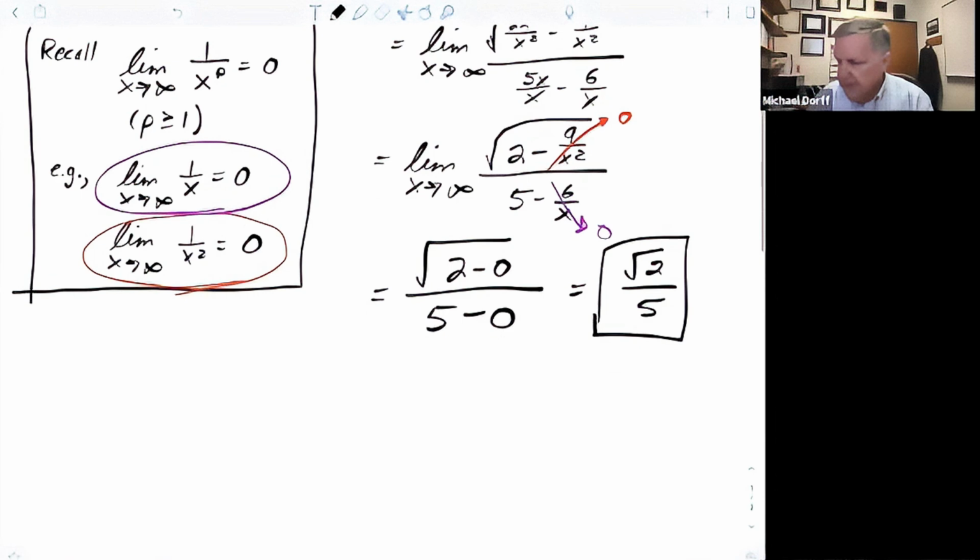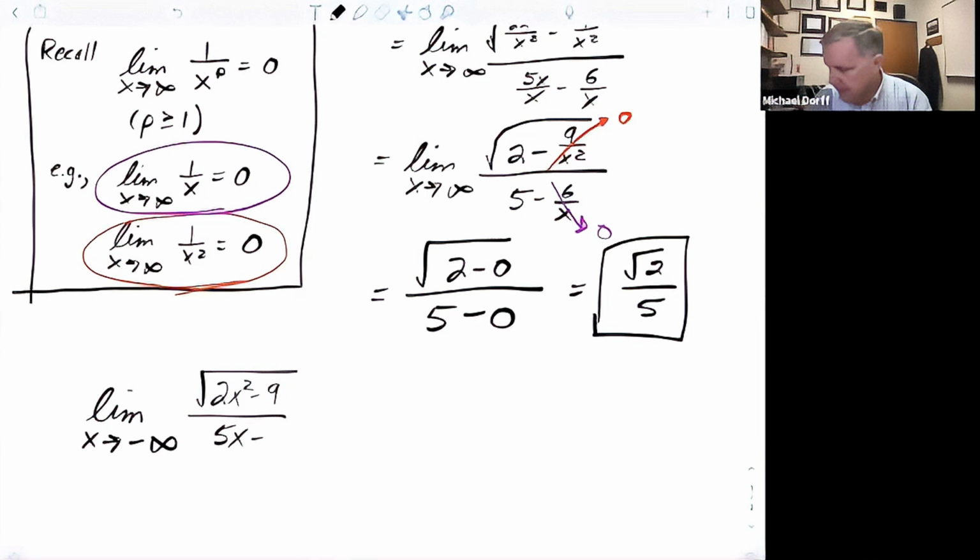Now, let's change this problem. Let's look at just a slightly different problem. Suppose I had the limit as x goes to negative infinity of the square root of 2x squared minus 9 over 5x minus 6. So the problem's the same, except now x is going to negative infinity instead of positive infinity.